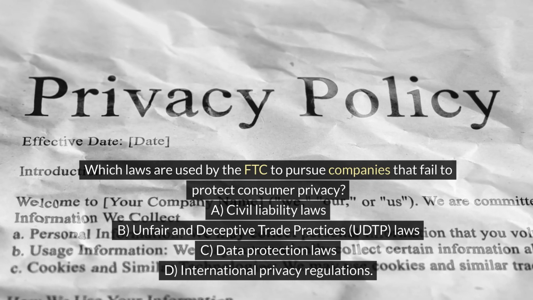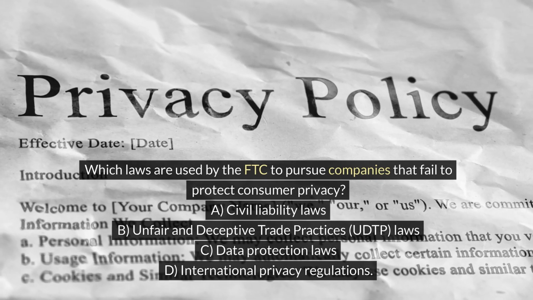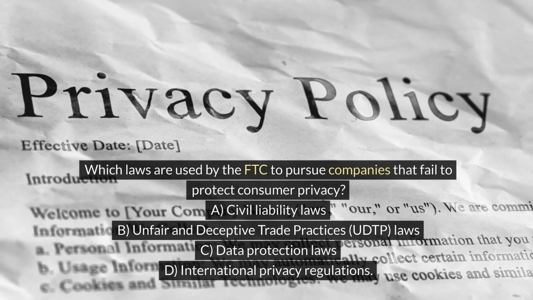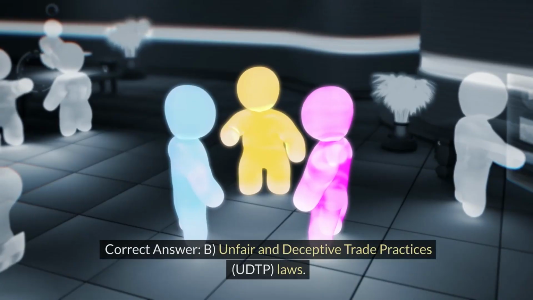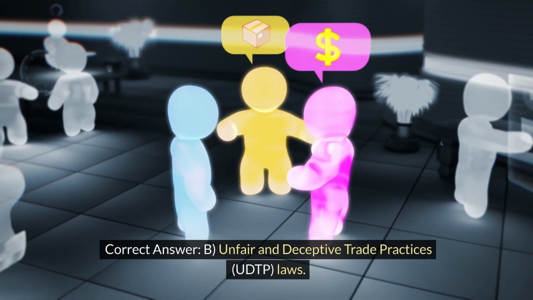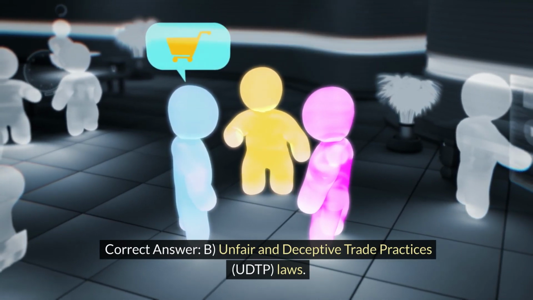Which laws are used by the FTC to pursue companies that fail to protect consumer privacy? A. Civil liability laws. B. Unfair and deceptive trade practices, UDTP, laws. C. Data protection laws. D. International privacy regulations. Correct answer: B. Unfair and deceptive trade practices, UDTP, laws.